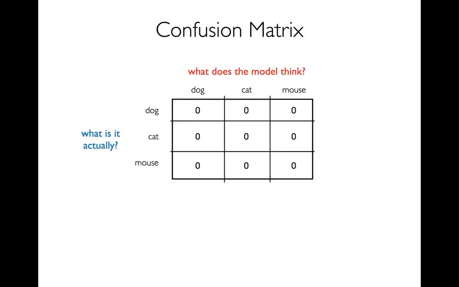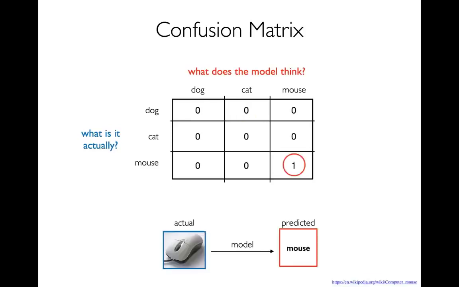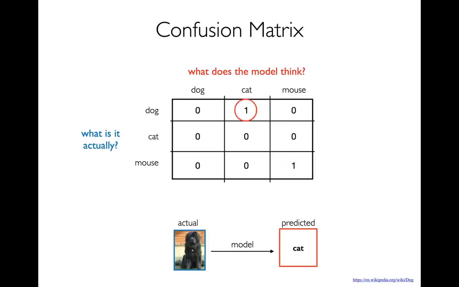And so right now I have zeros in all these places. But if I were to see an actual mouse and the model predicted that it's a mouse, then I would go to the mouse row and the mouse column and increment that number by 1. And that's good. Anytime we're incrementing numbers on the diagonal of the confusion matrix, that means we made the right decision. Here's an example of a wrong decision. If our model took a look at that picture, which is clearly a dog in need of some grooming, and it predicted it's a cat, then we go to the dog row because it's actually a dog, and the cat column because that's what was predicted, and increment that.